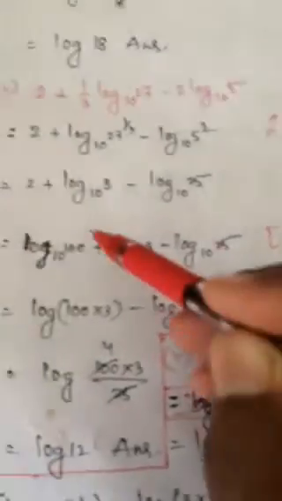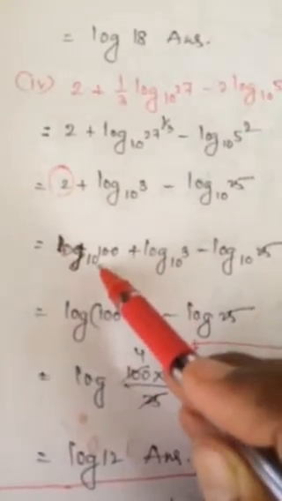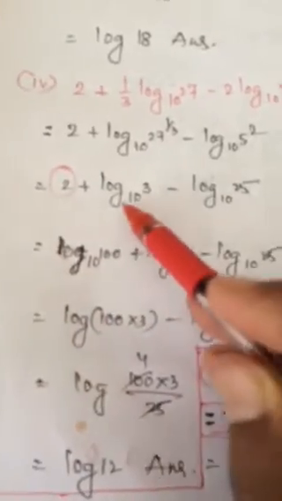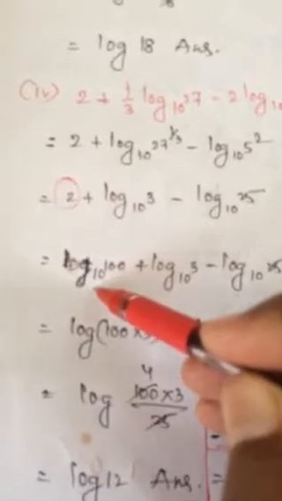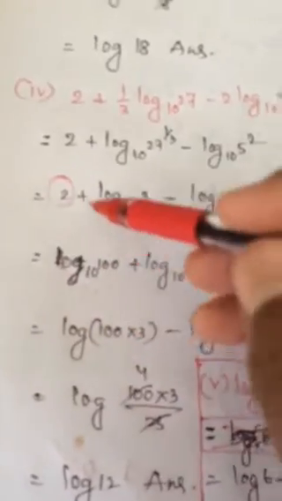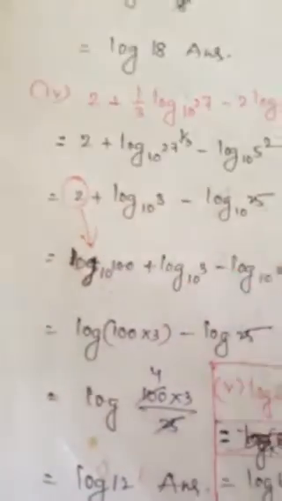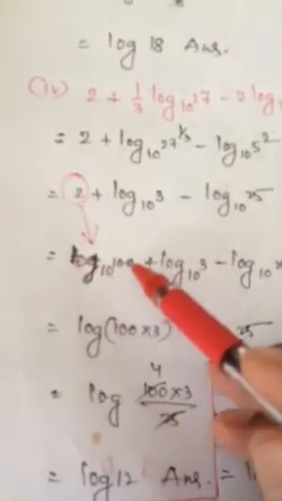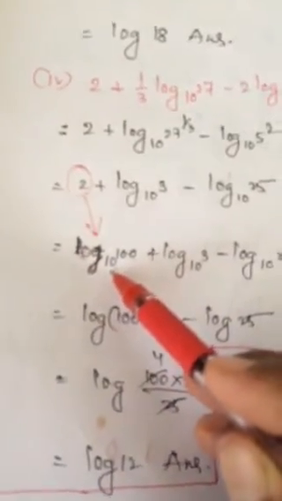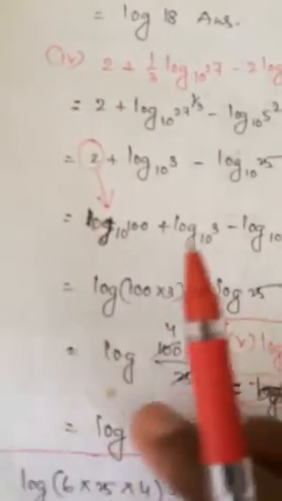So in place of 2 I have written log of 100 to the base 10. Why? Because the others are given in log form, but this is given as a natural number, so it must be converted to log form. To write it in log form, you have to write log of 100 to the base 10 only, because the others are in base 10.